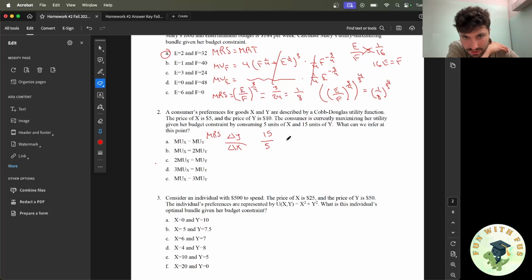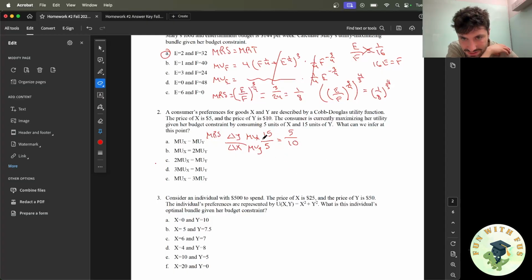And this is also going to be our MUX over our MUY. This is all the same stuff that we can remember. And our MRT is going to be equal to the price of X, which is 5 over 10. That's interesting. I don't even know why we necessarily need that piece.